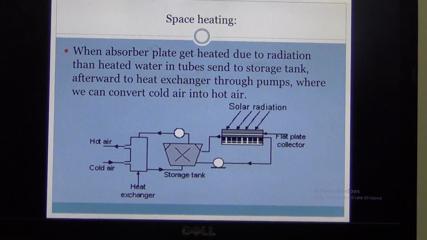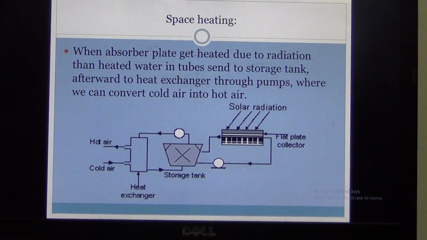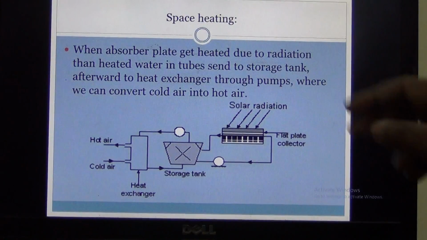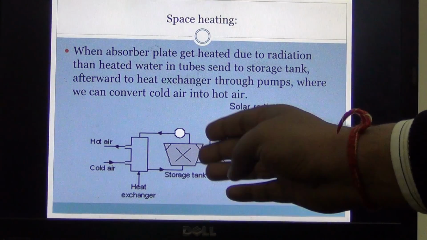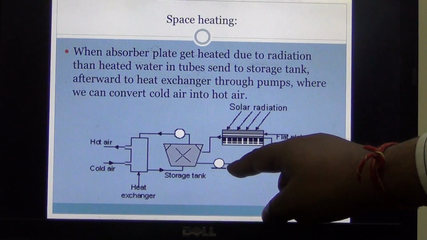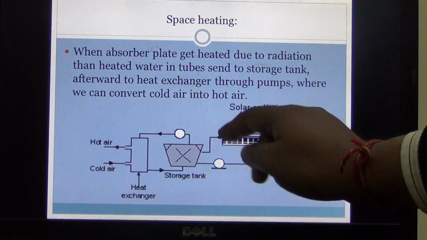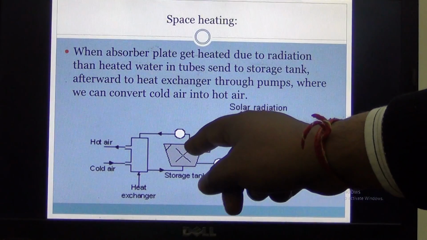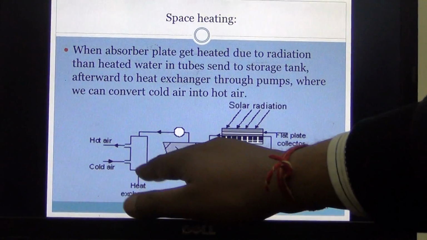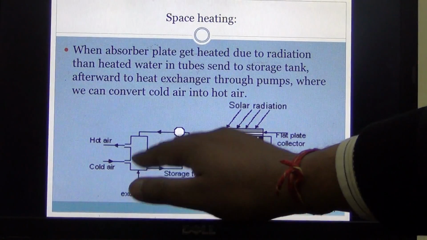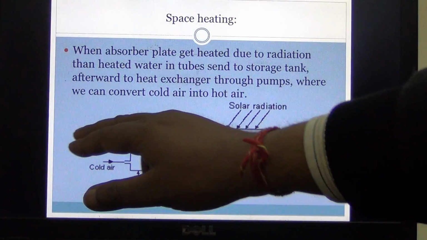Space heating. When the absorber plate gets heated due to radiation, the heated water in tubes is sent to the storage tank, and afterwards to the heat exchanger through pumps, where we can convert cold air into hot air. As seen from the diagram, solar radiation strikes the flat plate collector and is stored in the storage tank. This particular circle denotes the storage tank. The collected energy will be transformed into heat energy, and this heat energy can be used. We put in cold air, and this is the heat exchanger. This cold air changes into hot air and will go to the other pipes.